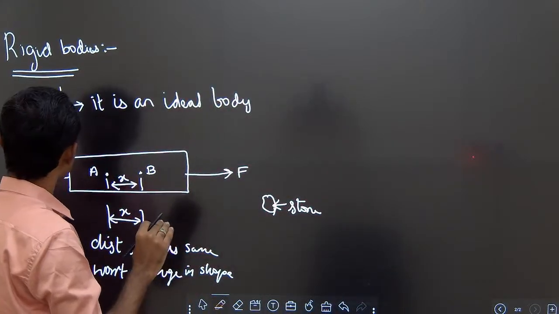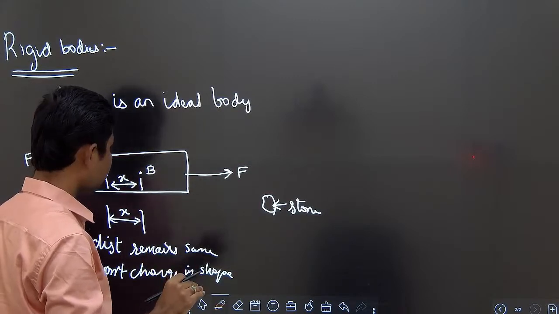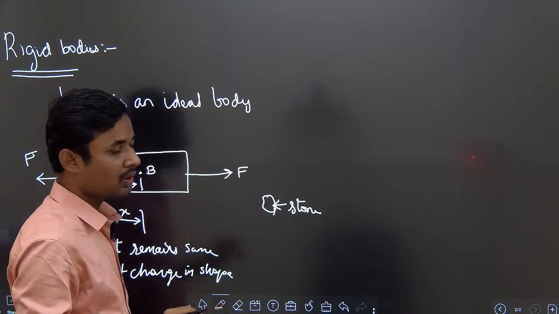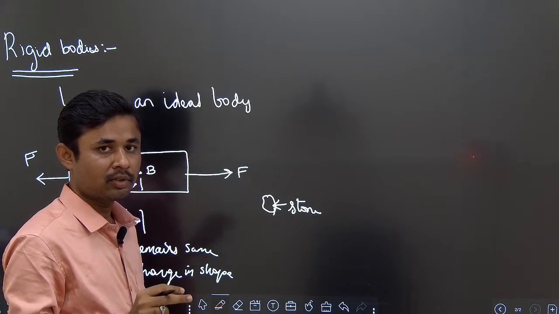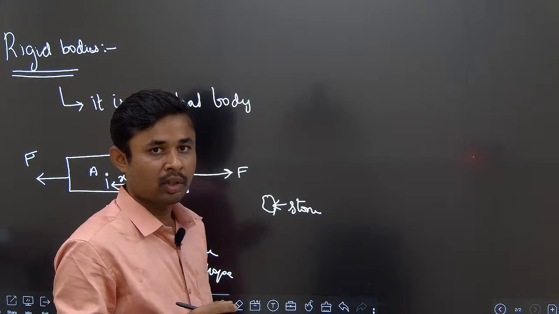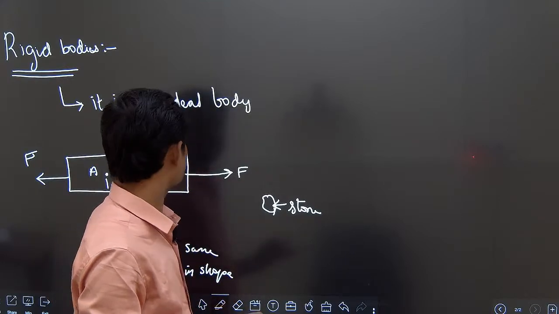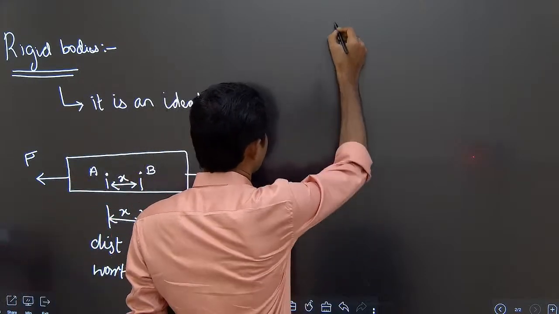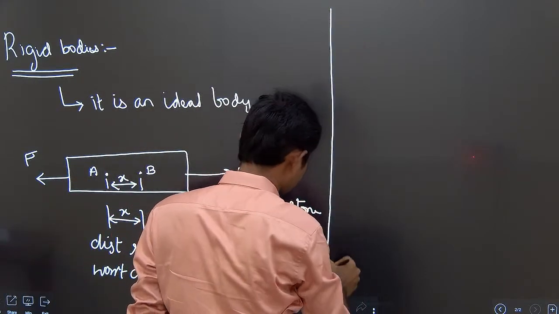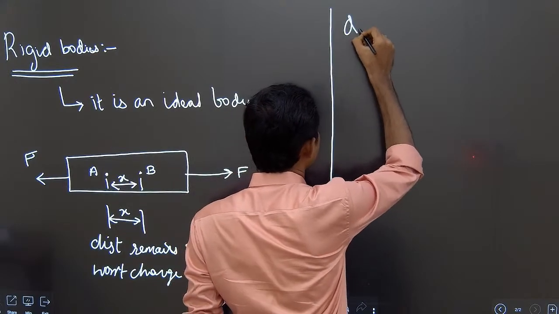That's why bodies which won't change their dimension or shape when subjected to forces, a movement or a twisting are said to be rigid bodies. What is the other type of bodies? Deformable bodies.